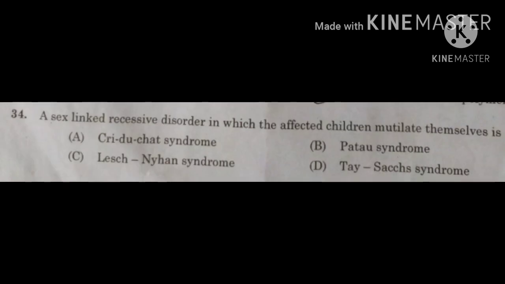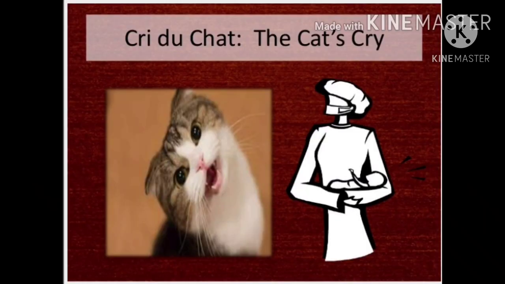The question is: a sex-linked recessive disorder in which the affected children mutilate themselves. Okay, mutilate means harm themselves. Okay, option A, Cri-du-chat syndrome. Option B, Patau syndrome. Option C, Lesch-Nyhan syndrome. And the last option is Tay-Sachs syndrome. Let us move to the first option, Cri-du-chat syndrome.